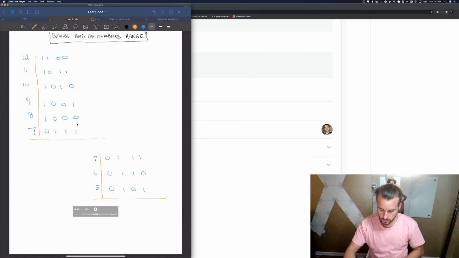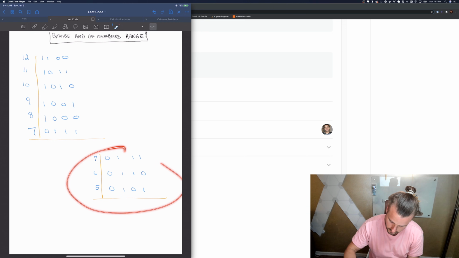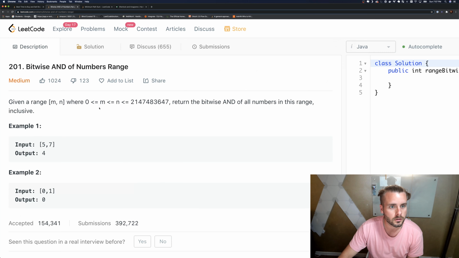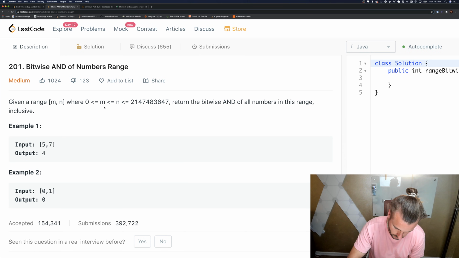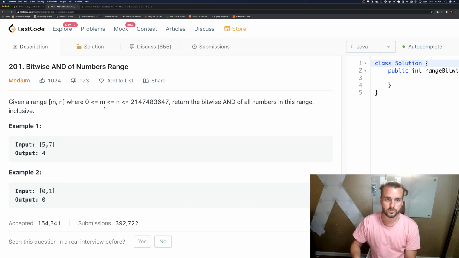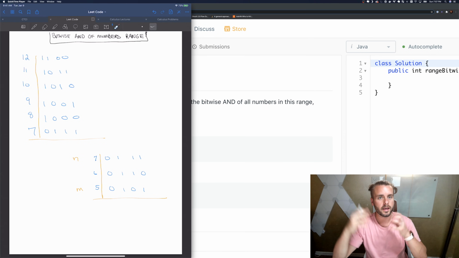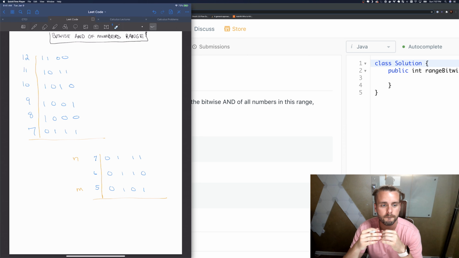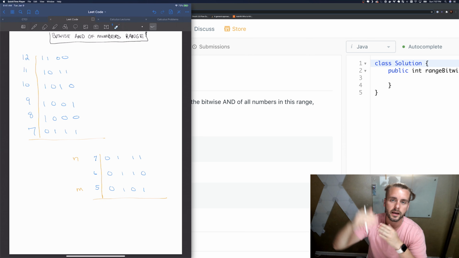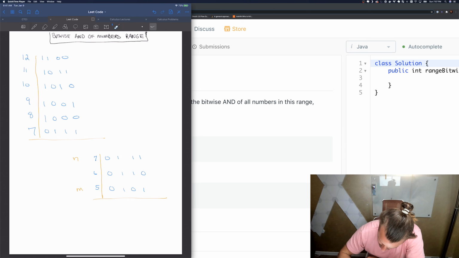So I have the problem right here, the 5 and the 7. I believe M is the lower range, so this is M and this is N. They just want us to AND it. AND means that all the numbers in that range have to contain a one. So we check, does this column contain all ones? Well, no, there's a 0, 0, 0. So we're going to put 0.